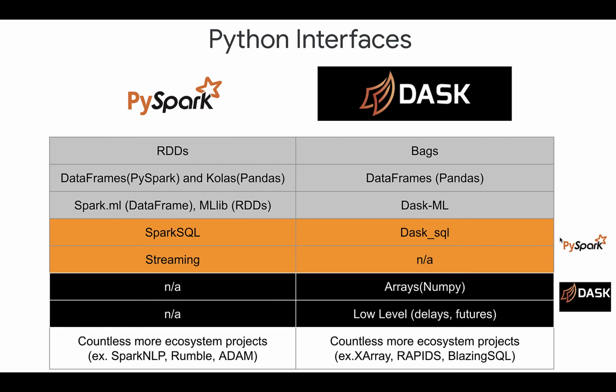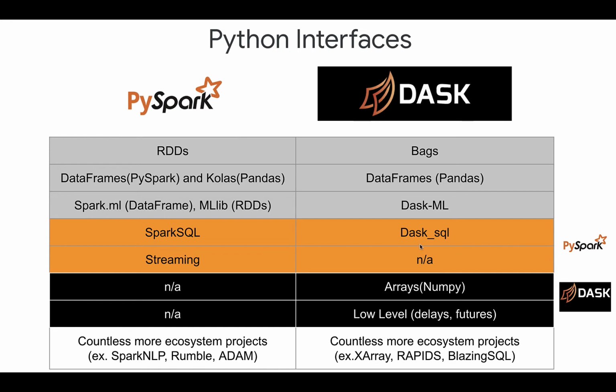Now, where Dask has some benefits, it's more towards the scientific computing or research community. If you've been using NumPy for years, coming from a MATLAB type of background, you can scale that quite easily with Dask Arrays. Dask also gives you access to a lot lower level parallelism, things like delays and futures, which I'll show how you can take advantage of to build your own custom Python application that can scale across a distributed cluster.